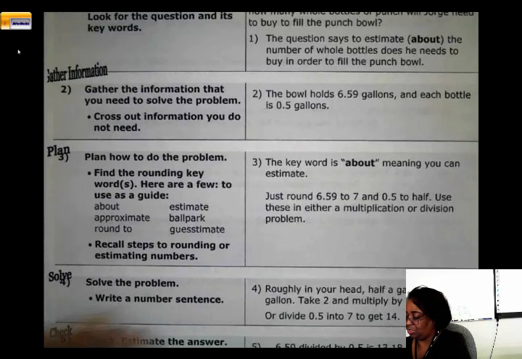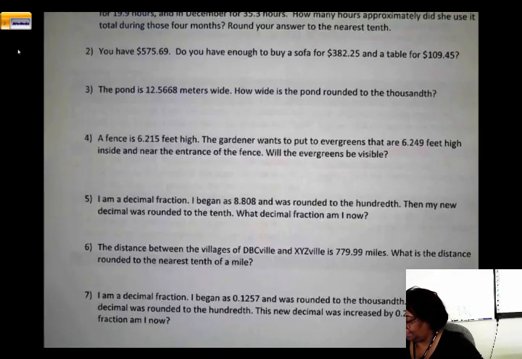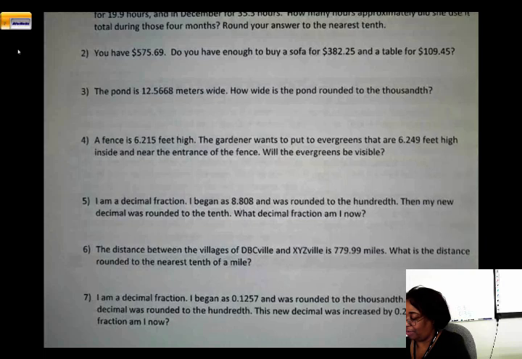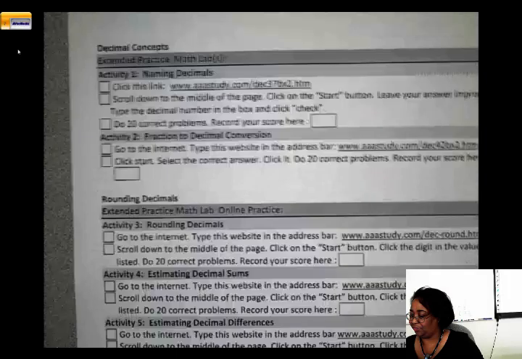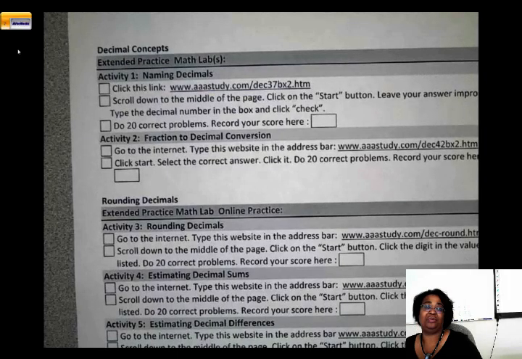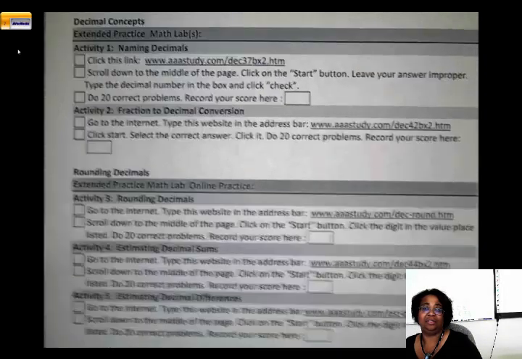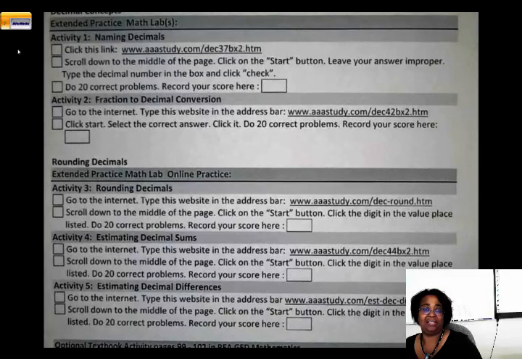Okay, page 13 goes over the 5 steps of solving a word problem again. Page 14, you have a couple word problems to do. I think you guys can handle that. Page 15. Notice that page 15 is not optional. You must do all of these internet activities. They're extended practice, but you need to follow instructions.